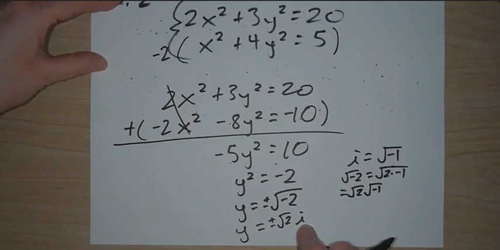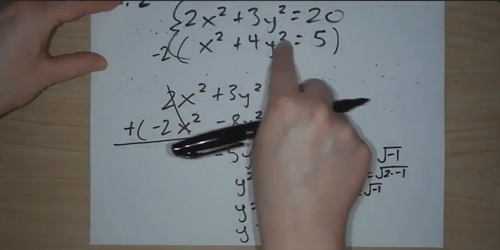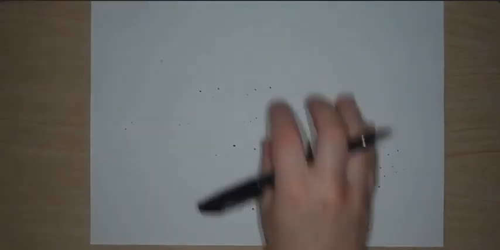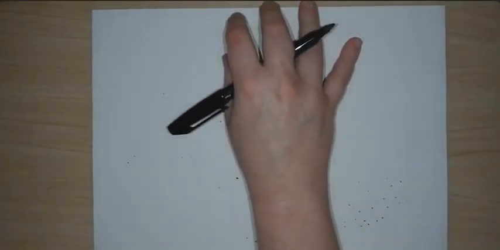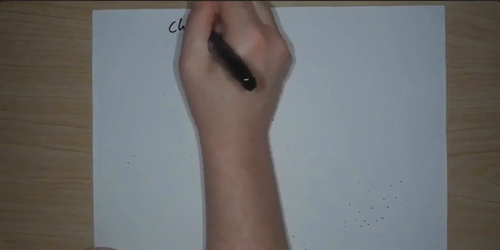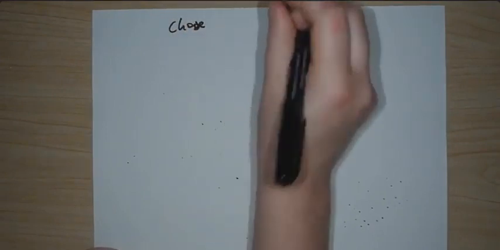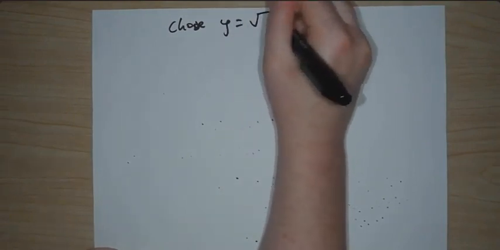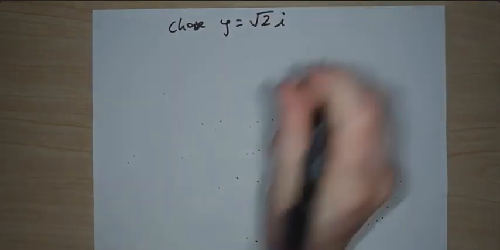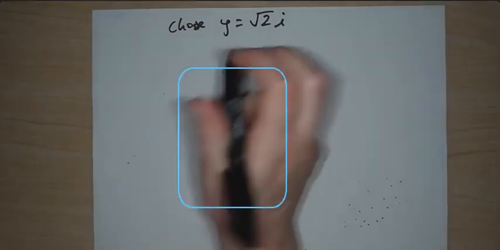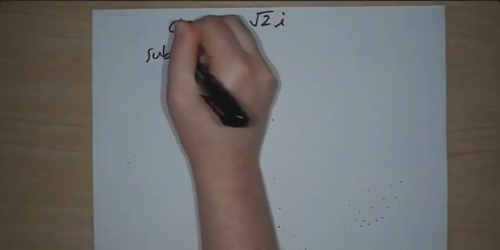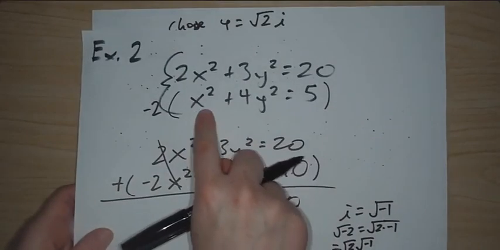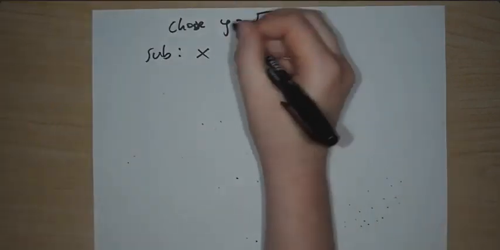So we need to take this y and plug it into either one of these equations to find our x, but we need to choose which one it is first. First off, I'm going to choose y is equal to positive, for now, square root of 2i. So I chose that, and we're going to sub into the bottom equation from our system here. x squared plus 4y squared is equal to 5.